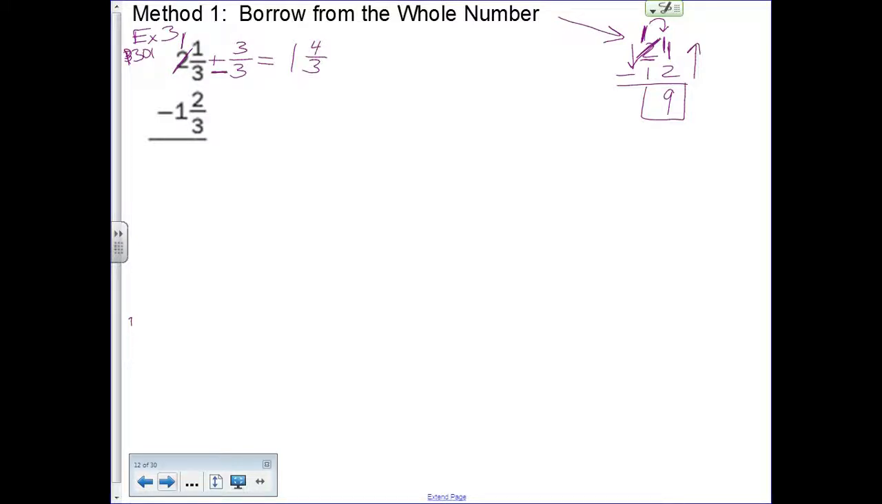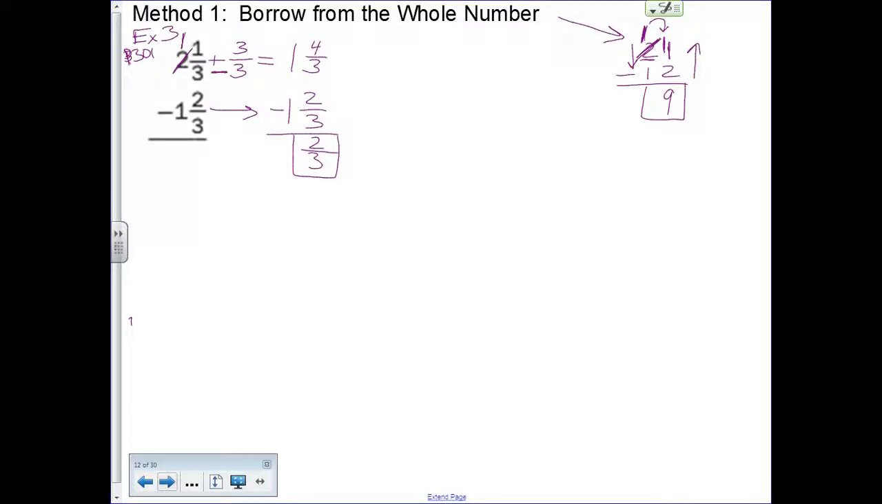4/3. And you're going, wait a minute, Mr. Man, that's an improper fraction. We can't have that. Yeah, I know. We actually want an improper fraction in this case. We want the top number to be bigger than the bottom number. That way, when I drag my negative 1 2/3 over, I can actually subtract. 4/3 minus 2/3 equals 2/3. And then 1 minus 1 equals 0. So I end up with just 2/3 for my answer. So that is how you borrow.